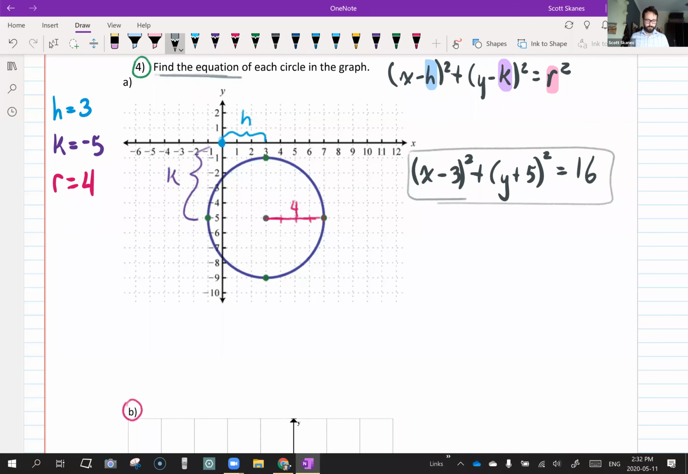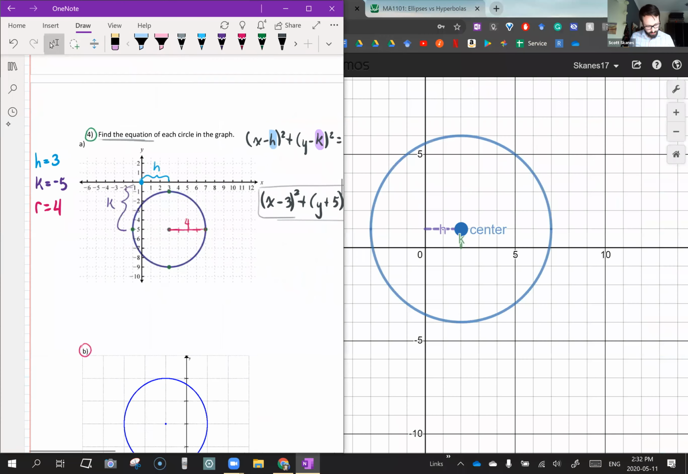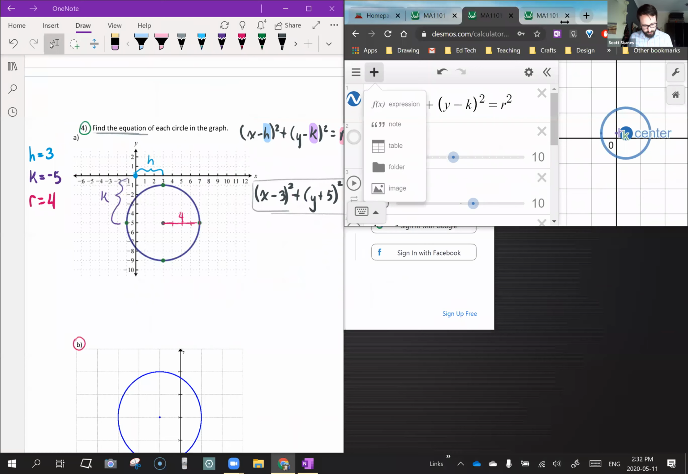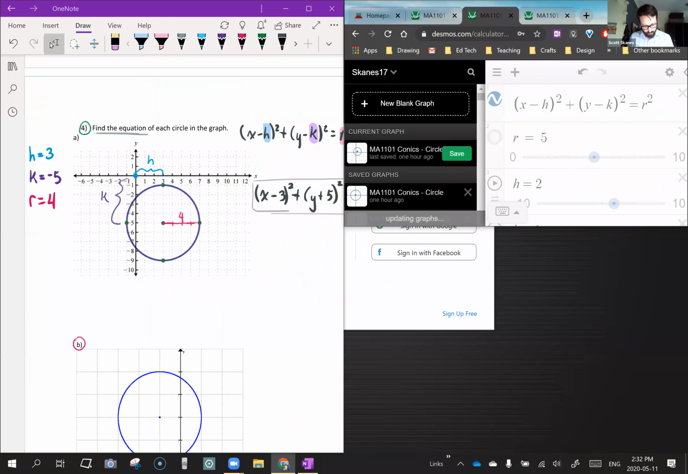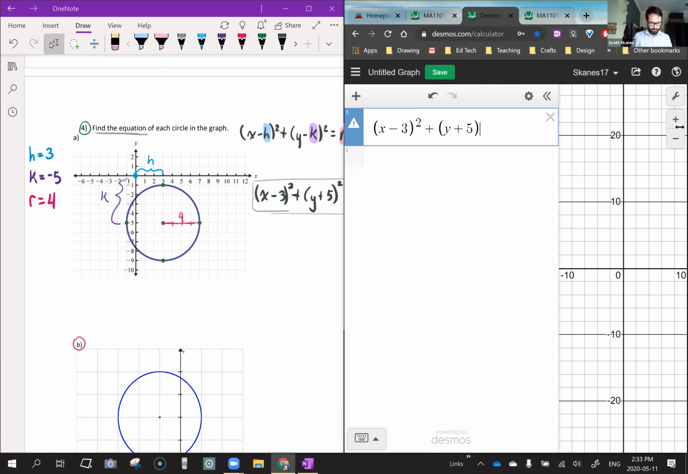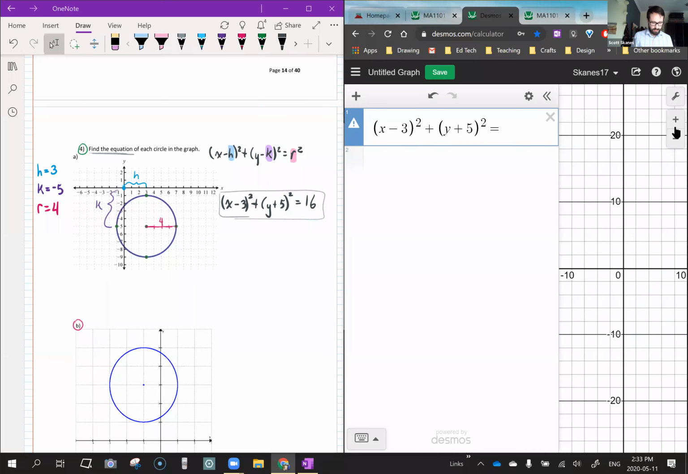Okay, so if we were to graph that, which I'll do, I'll show you the full question here, but I want to graph it just to prove to you that it is what I'm saying it is. New blank graph. Let me type it out. And you can see that this is the exact function that I want it to be. X minus 3, square that, plus y plus 5, square that. And I've built an equation. I know that this is 16. So I should see that exact graph back.